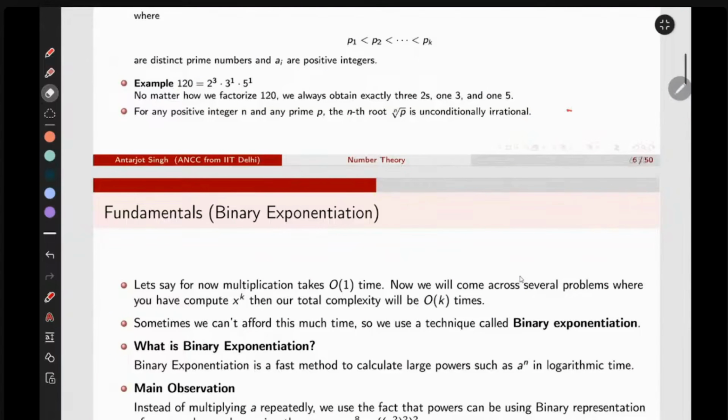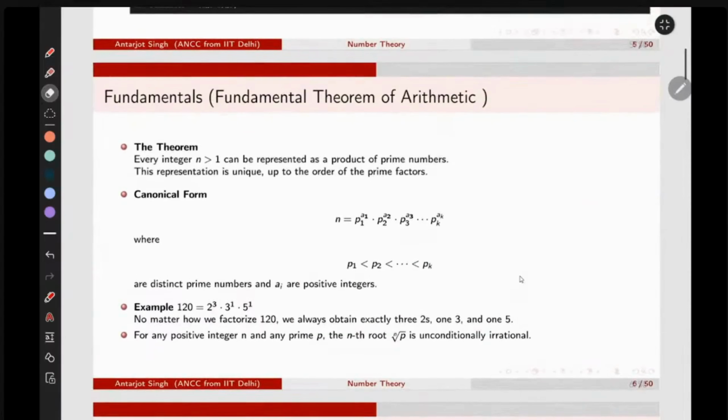Can you all say whether everything is clear till this point? Are all the things clear at this point?